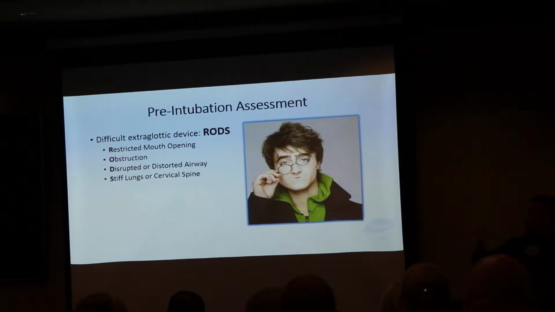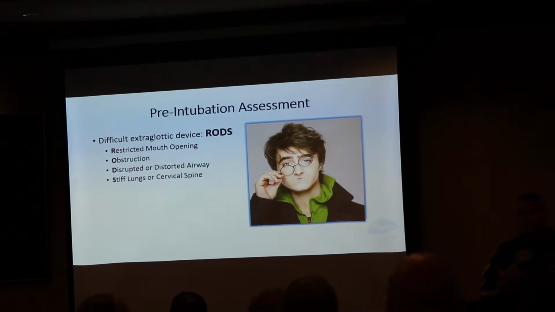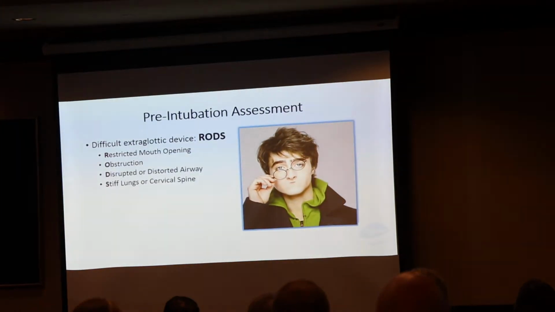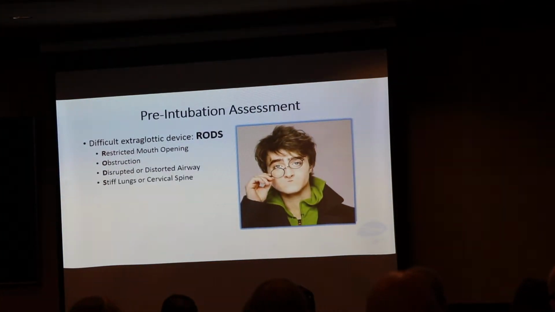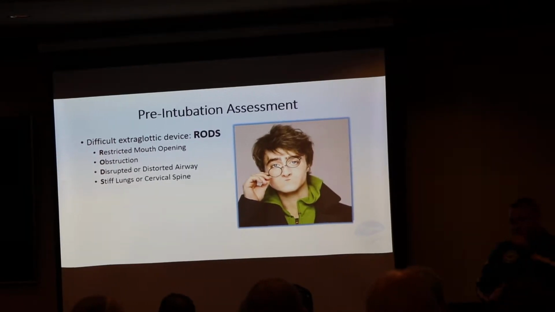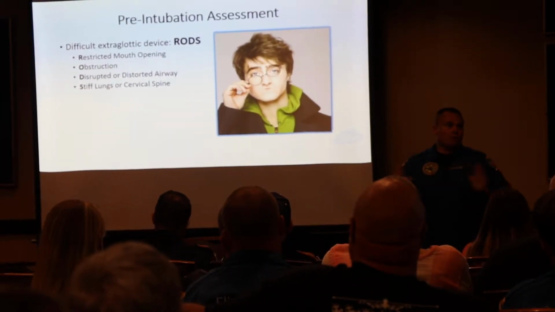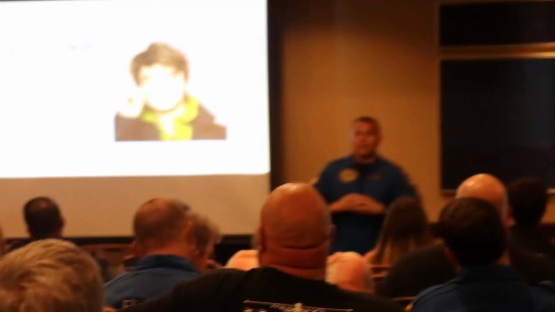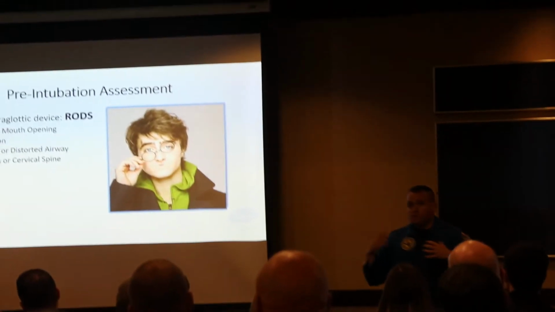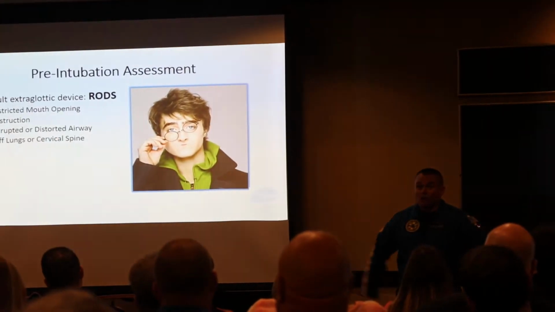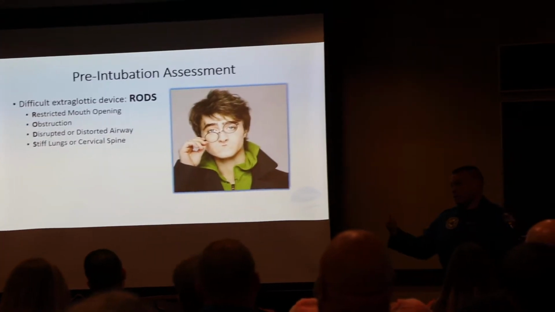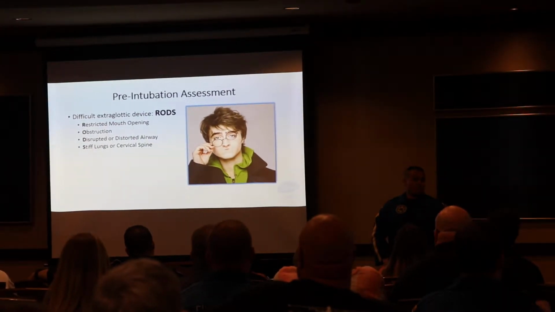So RODS, once again, this is for the extraglottic airway. So you're putting in something like a King or an iGel or something of that nature. Restricted mouth opening, right? People with small mouths. Any kind of obstruction, once again, you're going to have a problem. And also, it says distorted airway. So if you think there's something down there, so the anatomy is contorted for some reason, and so the airway may not sit appropriately, that is a contraindication for using an extraglottic airway. Obviously, some kind of cervical spine issue, they're wearing a halo, anything of that nature would make using an extraglottic airway probably not a viable option.